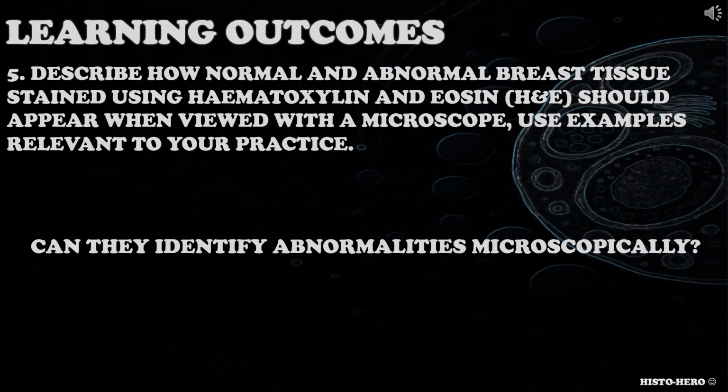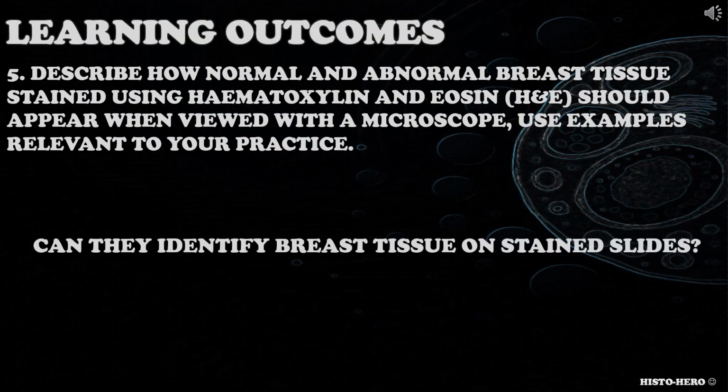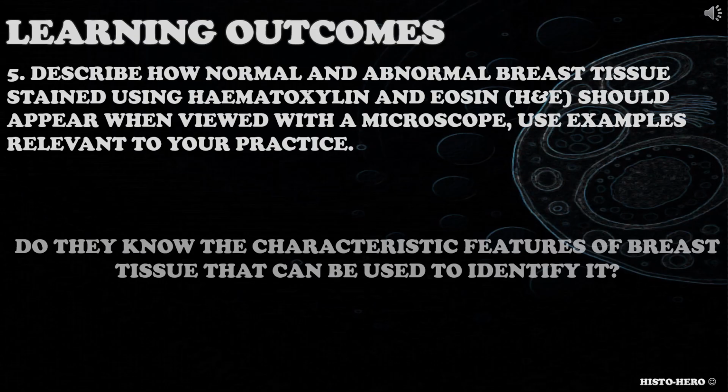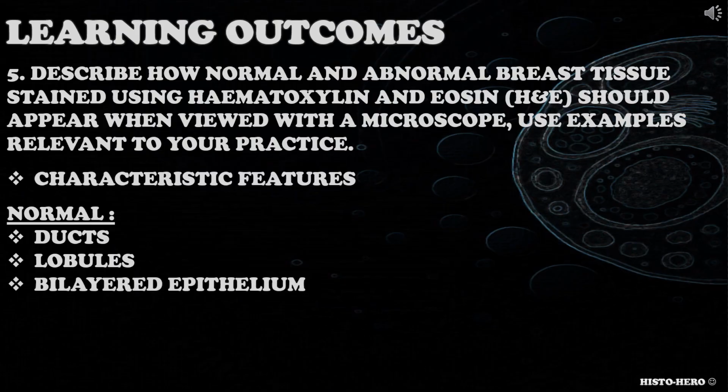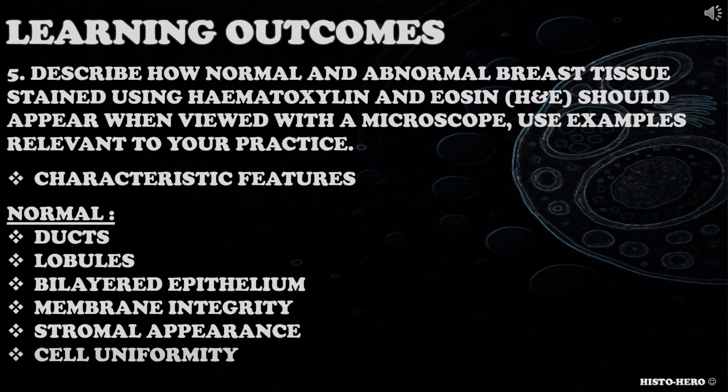Can they identify abnormalities microscopically? Can they identify breast tissue on stained slides? Do they know the characteristic features of breast tissue that can be used to identify it? Candidate could consider characteristic features of breast tissue, normal tissue appearance like presence of ducts, lobules, significance of bilayered epithelium, basement membrane integrity, stromal appearance, cell uniformity, and normal breast architecture.